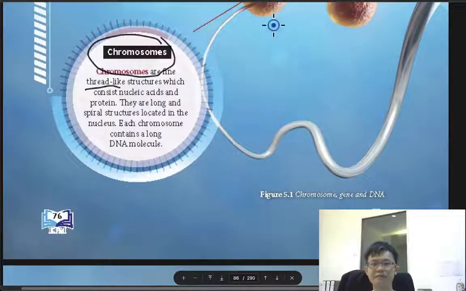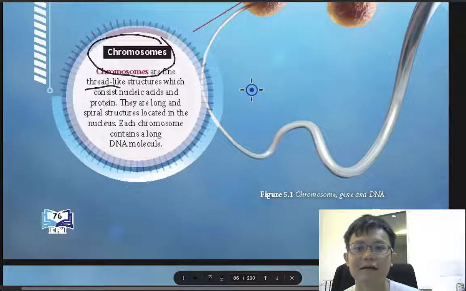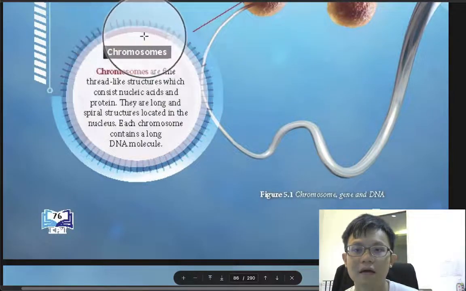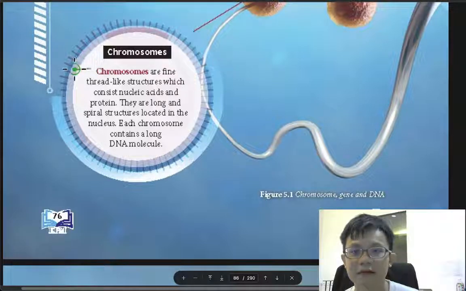Chromosomes are fine thread-like structures which consist of nucleic acid and protein. Chromosomes are fine thread structures which consist of nuclear protein.